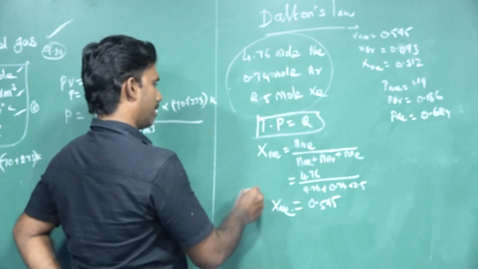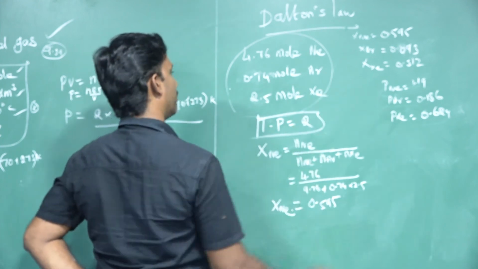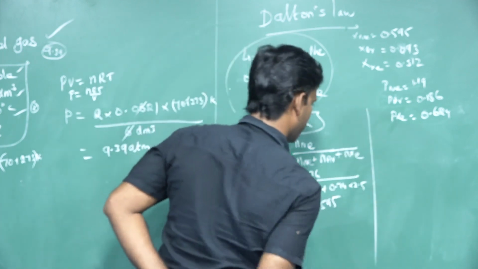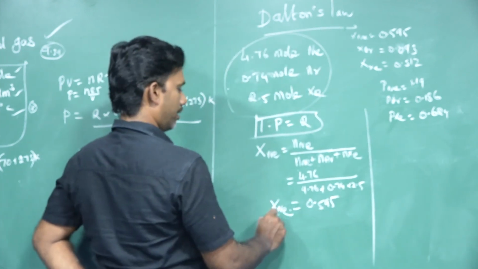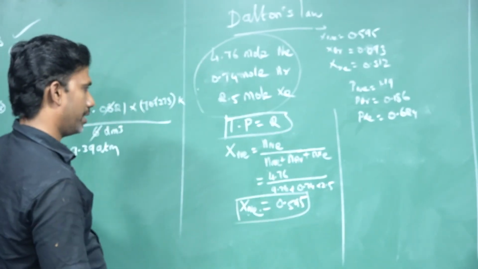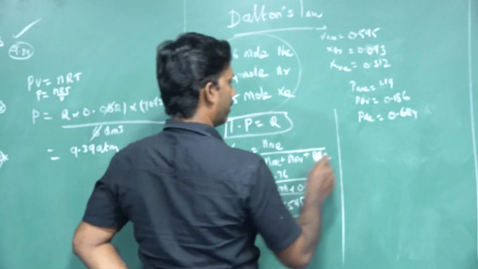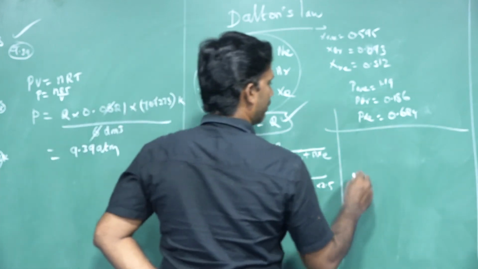Again, that is not a question. Mole fraction they didn't ask. The question is to find out the partial pressure of each individual gas. By using the mole fraction I can calculate the partial pressure of neon. I have the mole fraction of neon, and the total pressure I am taking is 2, then I can calculate the partial pressure.